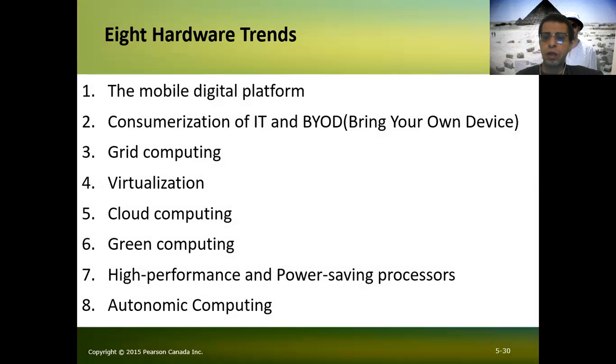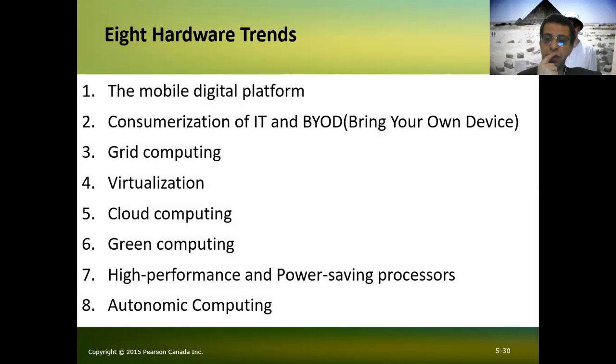But we do have lots of hardware and it's growing. So there are some trends happening. There are 8 hardware trends. One is the mobile digital platform, so you can do your work from anywhere, anytime. And then you have the consumerization of IT. You consume hardware or software as much as you use. And something called BYOD, or bring your own device, like you bring in your PC or something like that.